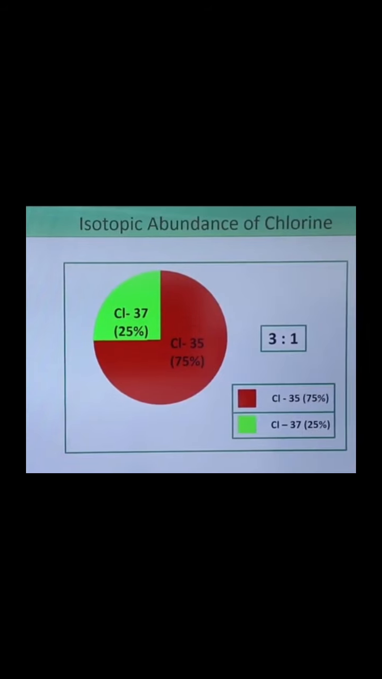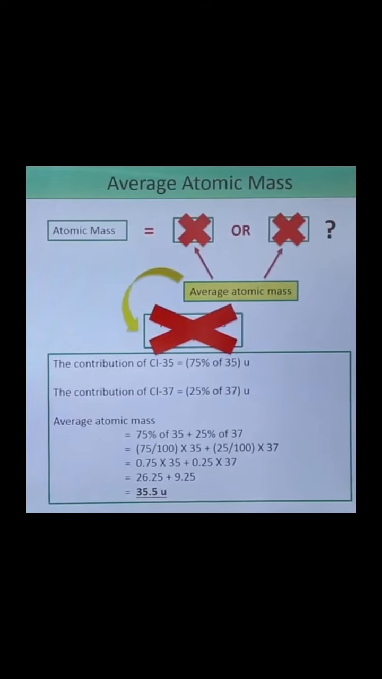Isotopic abundance of chlorine. These two isotopes of chlorine exist in nature in the ratio 3:1. It means chlorine 35 occupies 75% and chlorine 37 occupies 25%. These two isotopes of chlorine exist in nature as a mixture. Here a question arises. What should we take as the atomic mass of chlorine? Either chlorine 35 or chlorine 37.